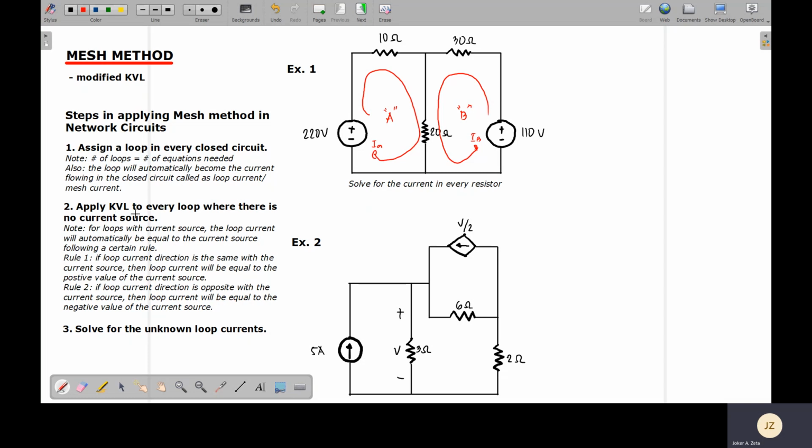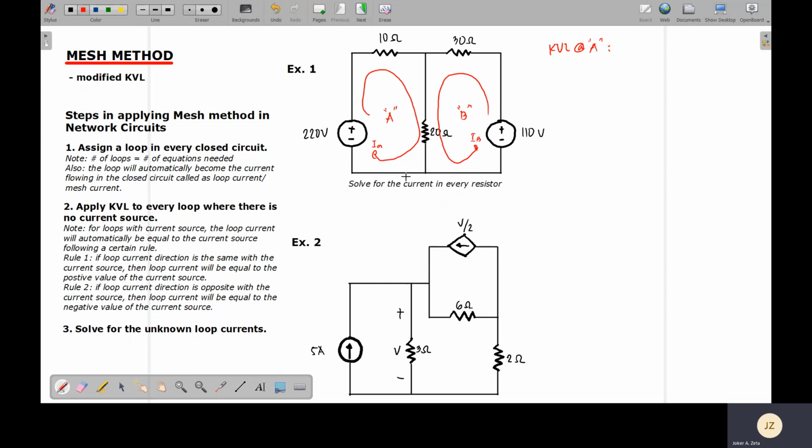Step number 2, apply KVL to every loop where there is no current source. Now, take note that if you have a loop where there is a current source, then the loop current will automatically be equal to the current source. But for this example, there is no current source. Therefore, it's okay to apply KVL to these 2 loops. Now, let's apply KVL at loop A.